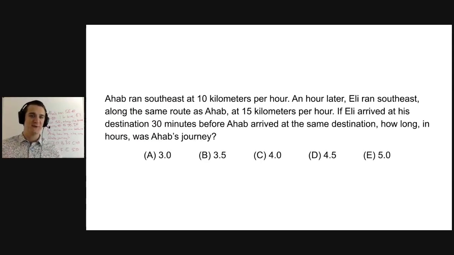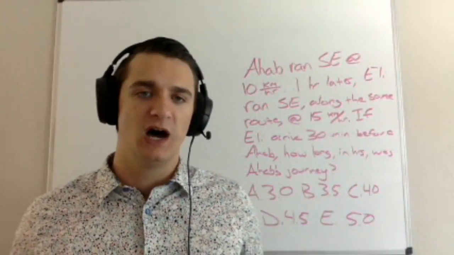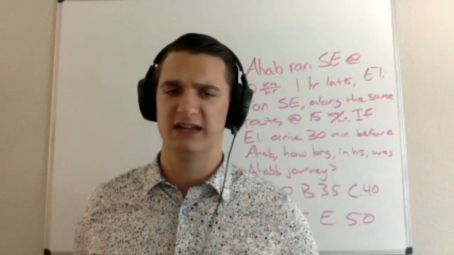Awesome. Hopefully you've had a second to work through this one. If not, you can go ahead and pause the video at this point and hop back on for the explanation when you're ready. The question here says that Ahab ran southeast at 10 kilometers per hour. An hour later, Eli ran southeast along the same route as Ahab at 15 kilometers per hour. It says if Eli arrived at his destination 30 minutes before Ahab arrived at the same destination, how long in hours was Ahab's journey? So again, this one has elements of the catch-up question that we did earlier.